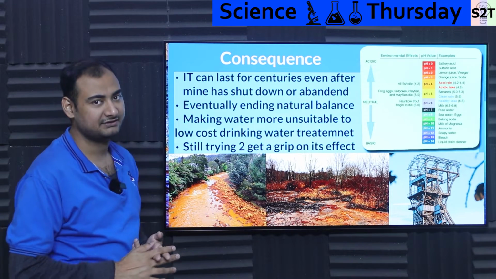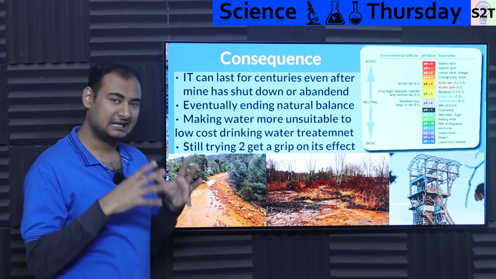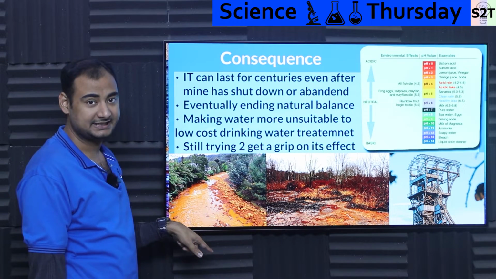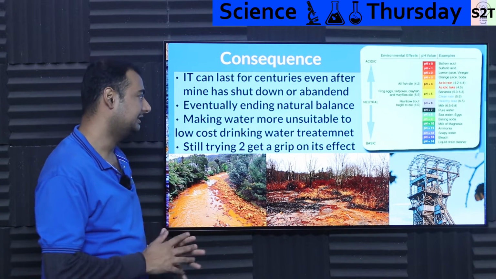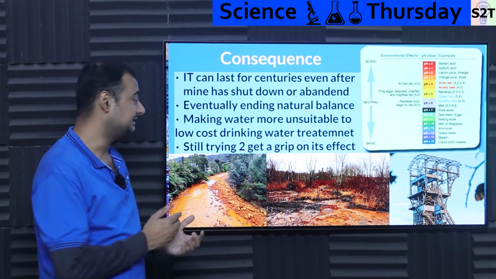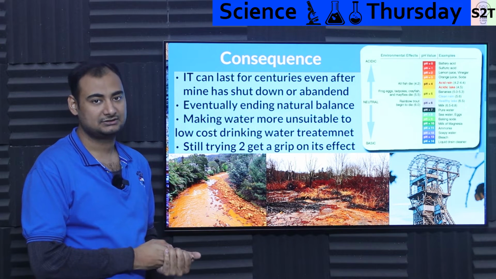Certain microbial life will survive, but the majority will be poofed, and any natural semblance of balance would be destroyed. If this is happening, you're dead. So fundamentally, it's very brutal, and it makes water unsuitable for basically low-cost drinking water solutions.